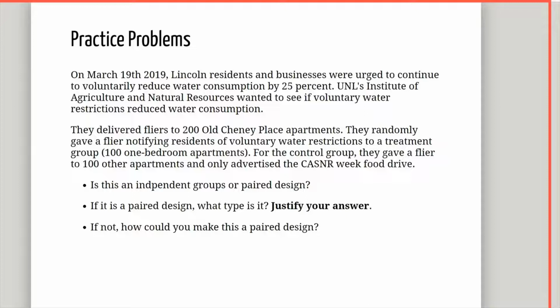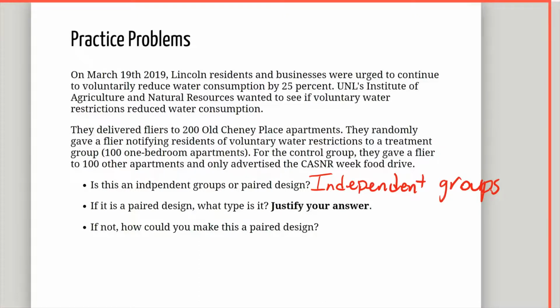Do you think each apartment will be related to each other? Do you think each apartment will affect how the other uses water? I don't think so. I don't think my neighbor is going to change how I use water. Therefore, this design will be best if it was an independent groups experiment.